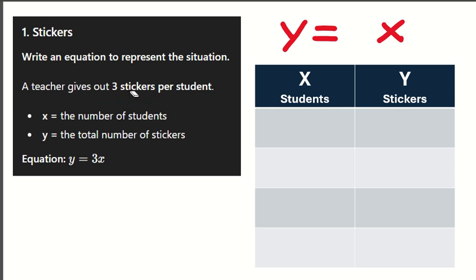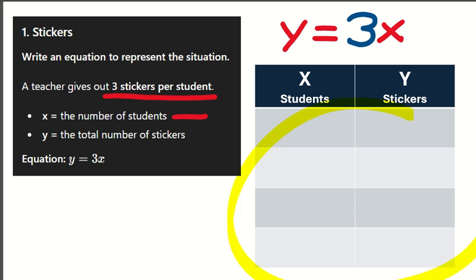Okay, so if a teacher gives out 3 stickers per student and we're saying x represents the number of students, we can simply multiply the number of students by 3 to represent this particular situation, as you can see right there. Now, I have the table down below because now we can actually use this to determine how many stickers we would have based on the number of students. So let's try a few examples.